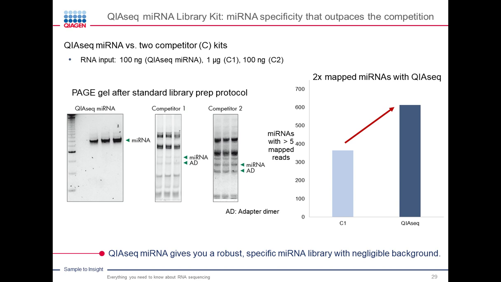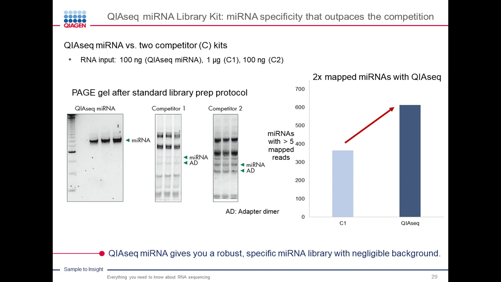Now for competitor 1 and 2, you do have that nice microRNA band. However, it's very faint, and it's about the same intensity as an adapter dimer. Also, there's larger weight and lower weight contaminants. As a result, you would need to perform a gel excision prior to sequencing. So for this experiment, we did perform that gel excision on competitor 1 and sequenced it against the Seek kit. So what you see is about 375 microRNAs with competitor 1, but with the Seek kit, you actually see more than 600 microRNAs with greater than 5 mapped reads.